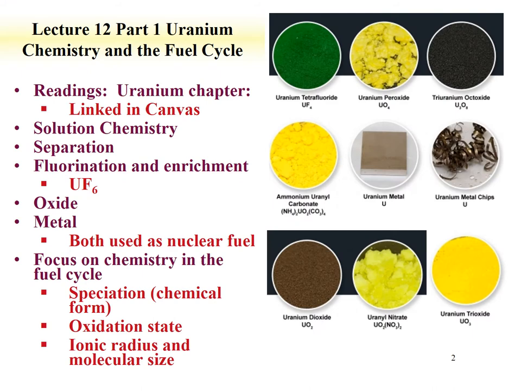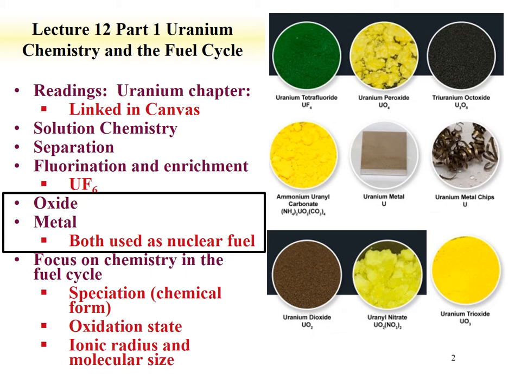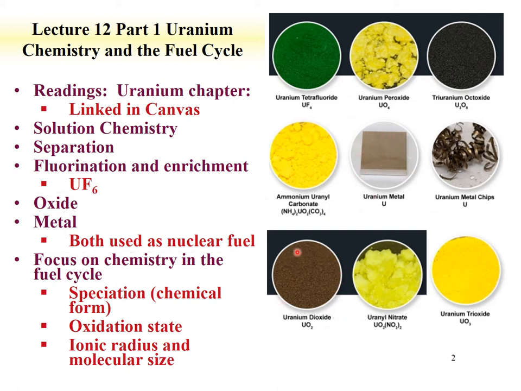Part two of the lecture on uranium chemistry and the fuel cycle is going to focus on uranium oxide and uranium metal. There's a common point with these compounds. Both are used as nuclear fuel. For nuclear fuel, uranium metal shown here, and the oxide is dominated by UO2.